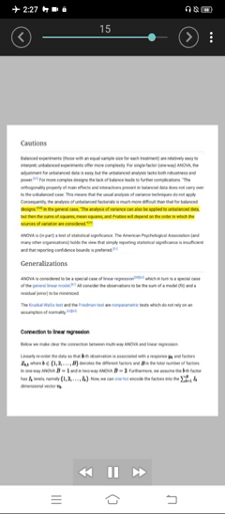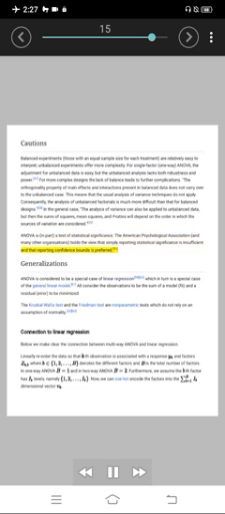In the general case, the analysis of variance can also be applied to unbalanced data, but then the sums of squares, mean squares, and F-ratios will depend on the order in which the sources of variation are considered. ANOVA is, in part, a test of statistical significance. The American Psychological Association and many other organizations hold the view that simply reporting statistical significance is insufficient and that reporting confidence bounds is preferred.